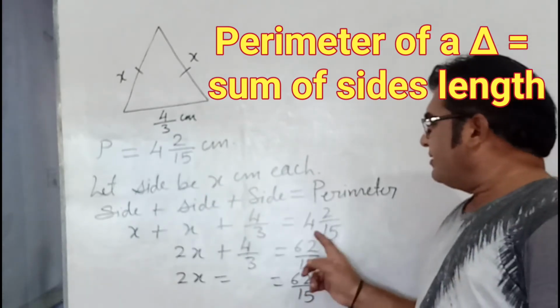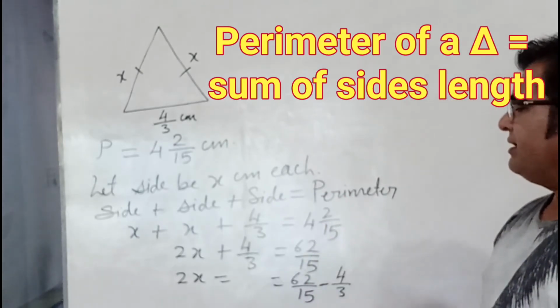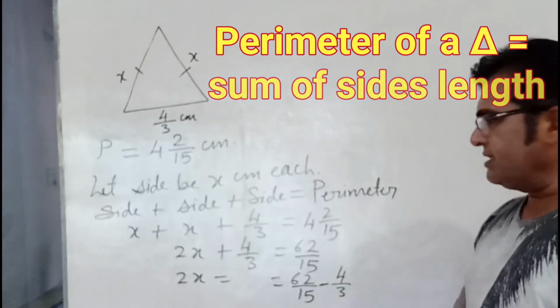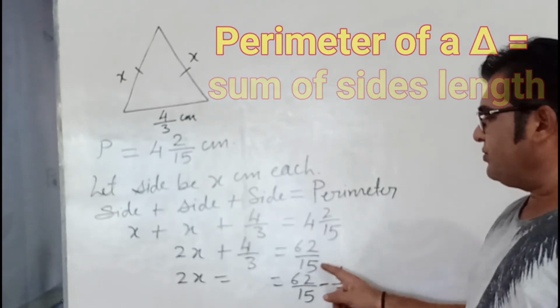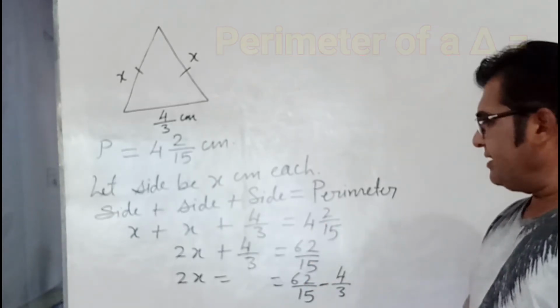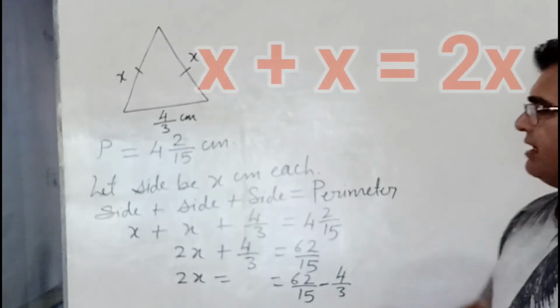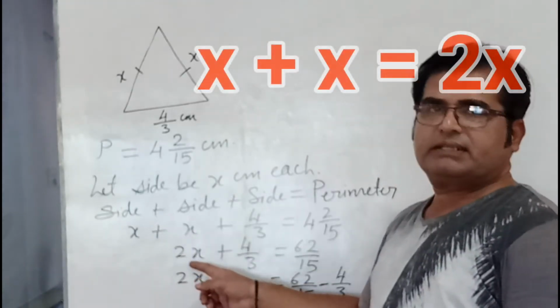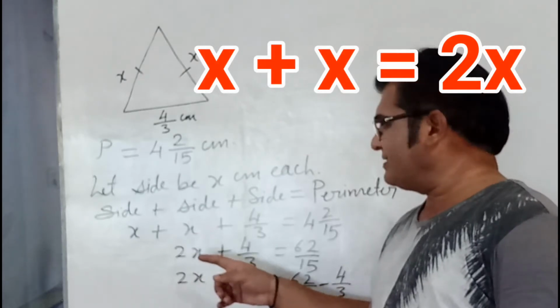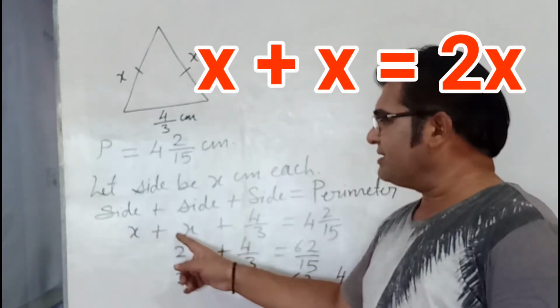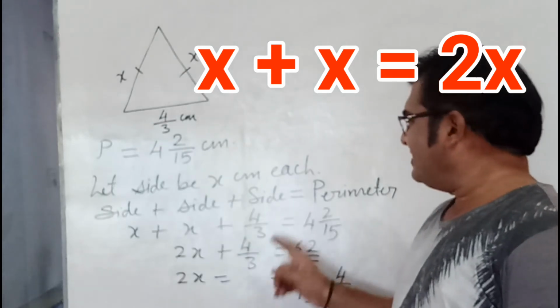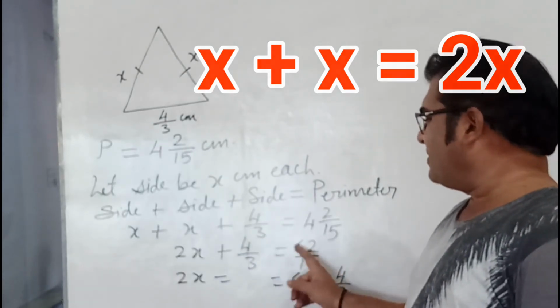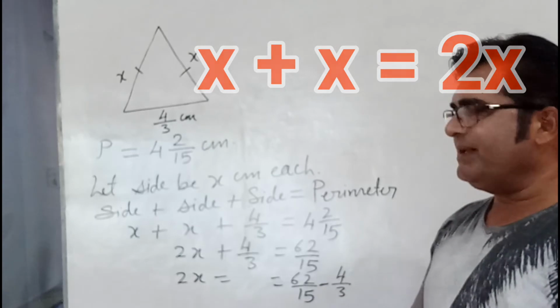Then convert 4/15 as an improper fraction. So that becomes 15 times 4 is 60, plus 2, 62/15 centimeter. Then x plus x becomes 2x, because 1x plus 1x, 1 plus 1, is 2x; they both are like terms. And plus 4/3 equals 62/15.